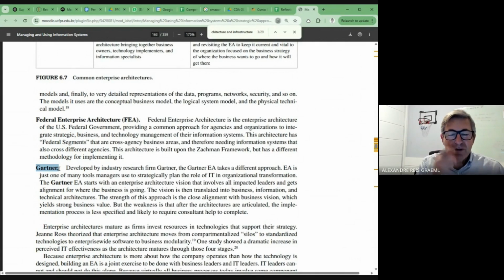Gartner has models for everything, right? So it would be surprising if they did not have a model for enterprise architecture. What is not surprising with respect to Gartner is when they claim here that there is a weakness, they say the weakness is that after the architectures are articulated, the implementation process is less specified when you use Gartner, and likely to require consultant help to complete. Why do they build an enterprise architecture, a way of developing your architecture, in which you become reliant on consultants? Obviously, because Gartner is a consulting firm, so they help you first develop your architecture, and then they say, well, now we'll help you implement.